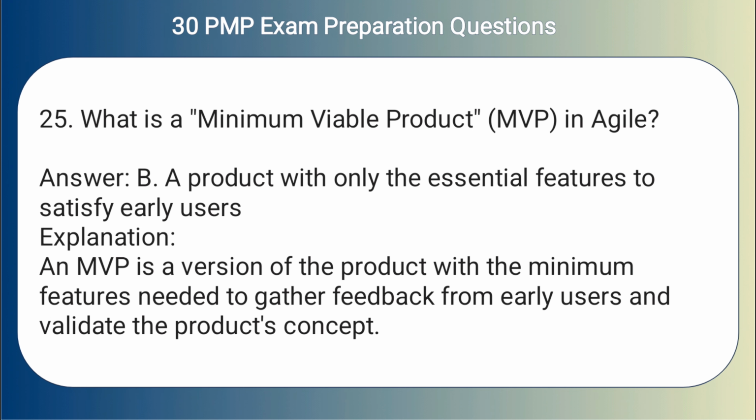Answer: B. A product with only the essential features to satisfy early users. Explanation: an MVP is a version of the product with the minimum features needed to gather feedback from early users and validate the product's concept.